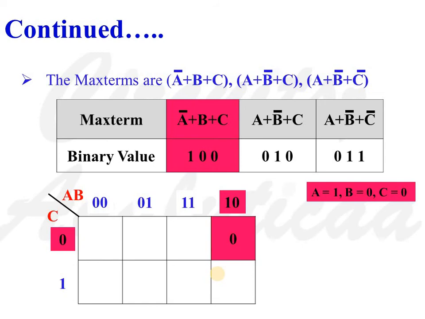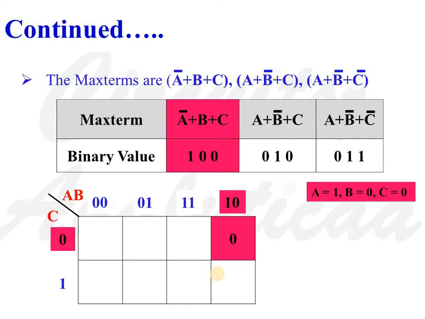For the max term A plus B bar plus C, variable A is in true form, variable B is in complemented form, and variable C is also in true form. So binary value of the max term A plus B bar plus C is 010. For the max term A plus B bar plus C bar, variable A is in true form, variable B and C are in complemented form. So binary value of the max term A plus B bar plus C bar is 011.